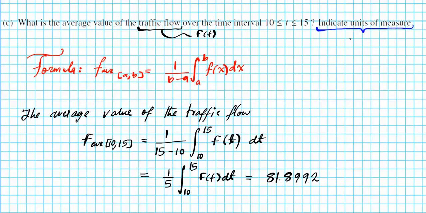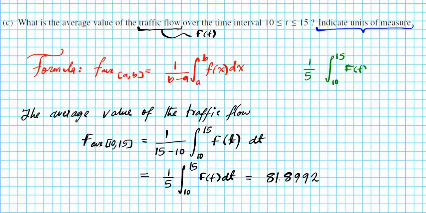Okay, we were asked to indicate the units of measure, so that's going to be part of the solution. So what's the unit here? Whenever you're confused about units of measure, you can always use the expression that you computed to determine what your unit is going to be. All right, so let's break it down and see if we can make sense of what's going on here. We have 1 over b minus a, 1/5, times the integral from 10 to 15 of f of t dt.